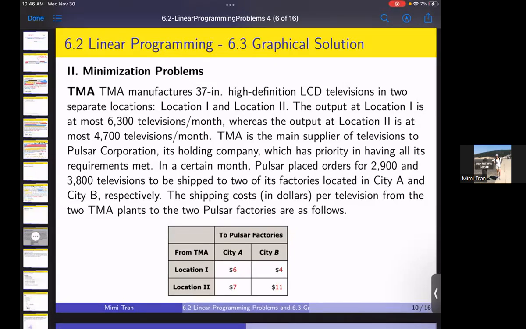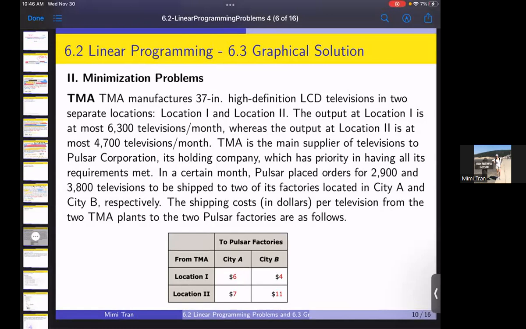Good for them. So TMA has two locations, location 1 and location 2. What this company does is deliver TVs to a corporation we call POSA. So this whole company buys television from this company, right? And TMA has two locations. Location 1 output is at most 6,300 televisions per month. Location 2 output is 4,700 televisions per month.